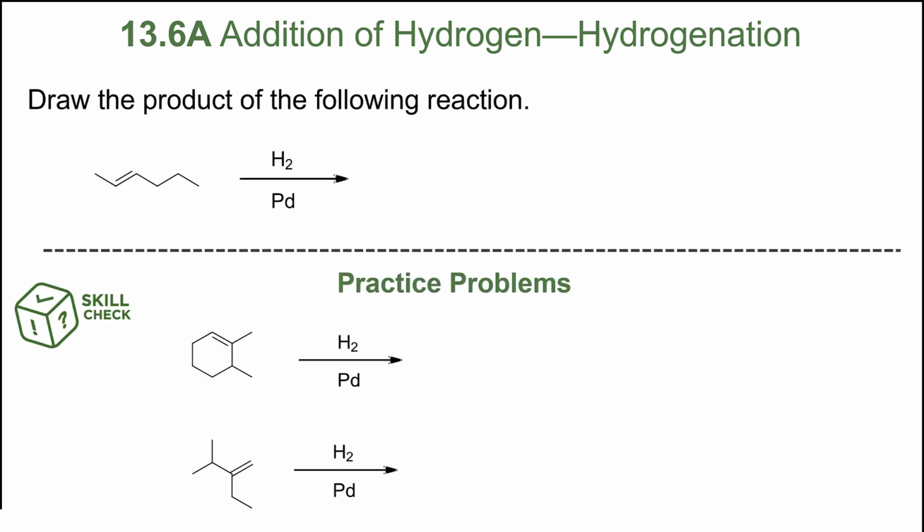So here we're going to draw the product of the following reaction. H2 is what we're adding. Palladium is a metal catalyst that helps the reaction to proceed. We're going to keep our carbon skeleton the same. And you can draw it this way, which is totally correct. Or if you want to see what is happening in the reaction, you can draw your hydrogens in.